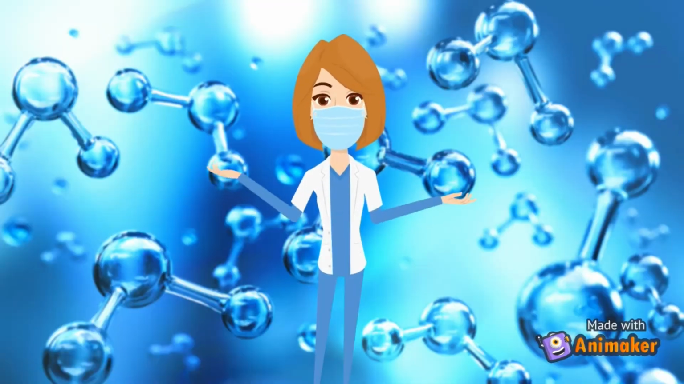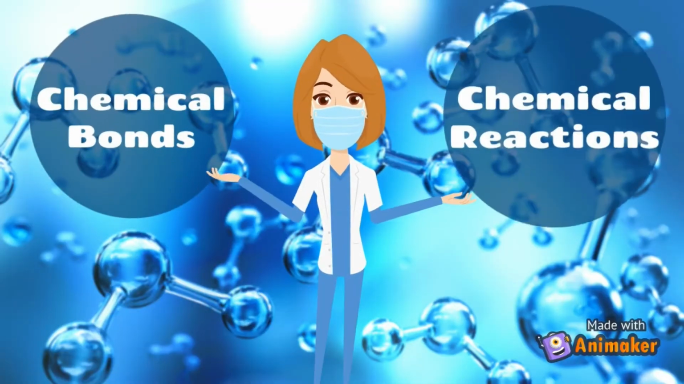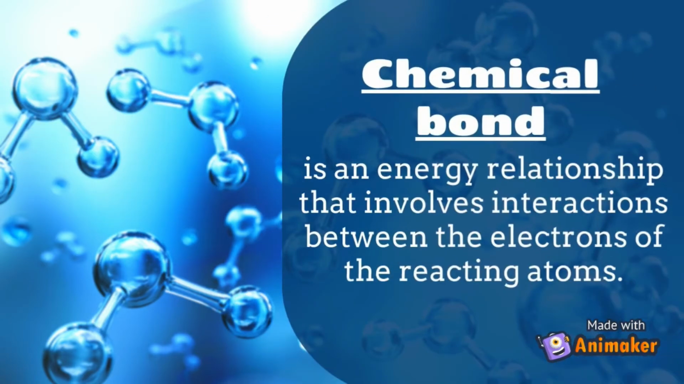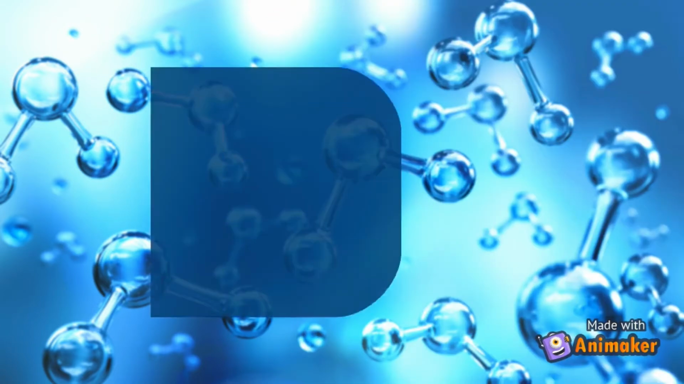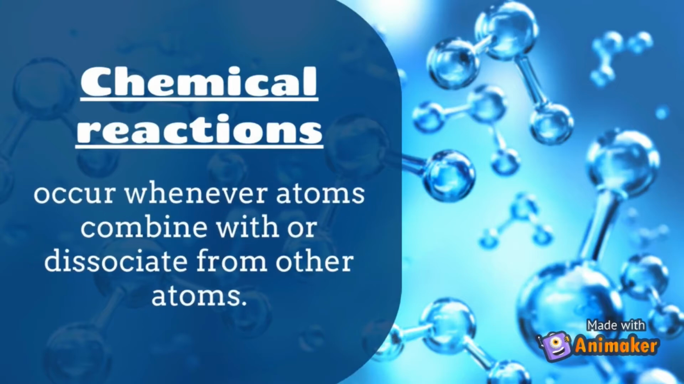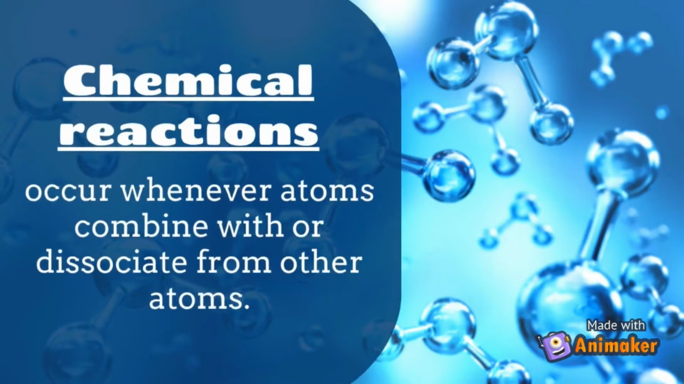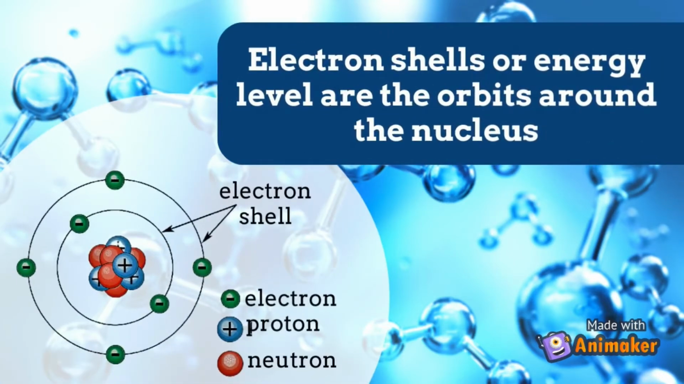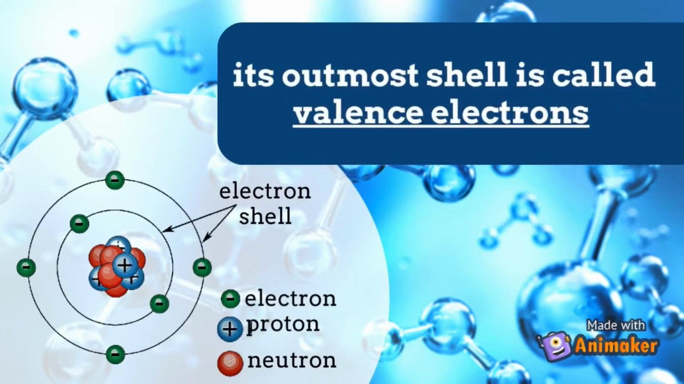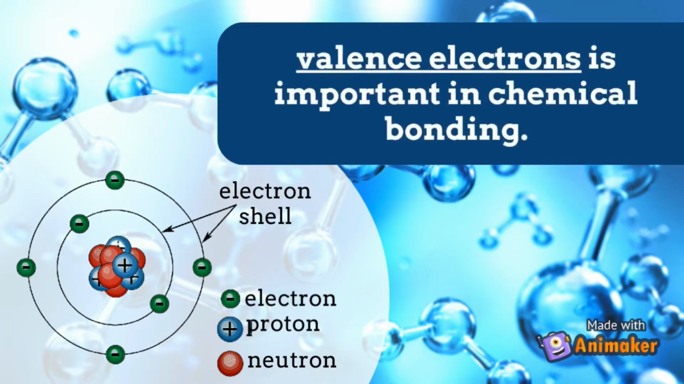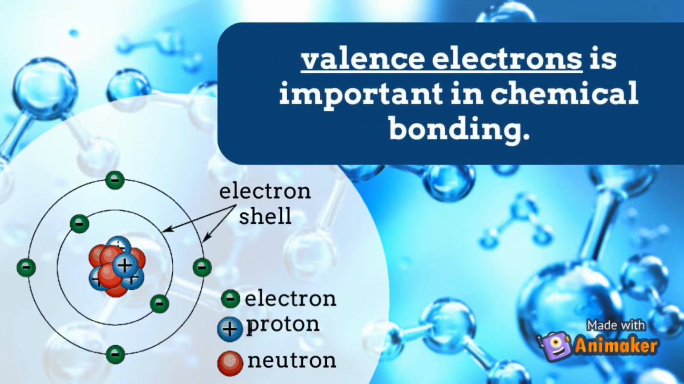Moving on to chemical bonds and chemical reactions. A chemical bond is an energy relationship that involves interactions between the electrons of the reacting atoms. Chemical reactions, on the other hand, occur whenever atoms combine with or dissociate from other atoms. Electron shells or energy levels are the orbits around the nucleus, and the outermost shell holds the valence electrons. Valence electrons are important in chemical bonding.